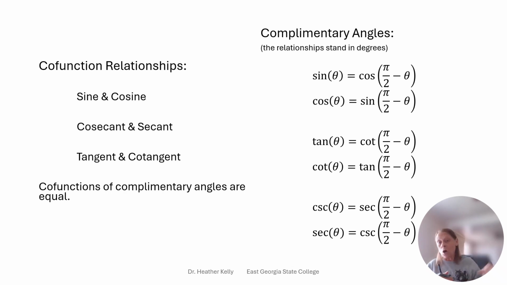So what I've been talking about so far is a reciprocal relationship. Now what I want to talk about is co-function relationships, okay? The co-function relationships occur between sine and cosine. They are co-functions. Cosecant and secant are co-functions, and tangent and cotangent are co-functions. What being co-functions means is that their complementary angles are equal. And the way you can get the complementary angle is to subtract it from 90 degrees.